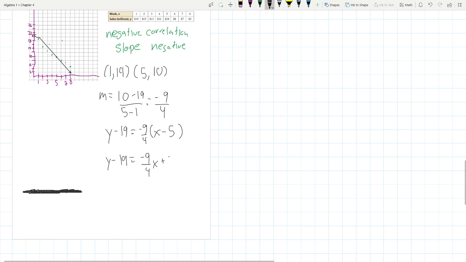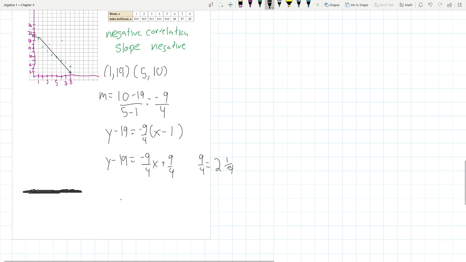Oh, whoops, I used the wrong number. That shouldn't be a 5. That should be a 1. Thought that was weird. Negative 1. So that makes positive 9 over 4. I'm going to tell you right now, 9 over 4 is the same as 2 1/4. I know I normally don't do this, but it actually makes this a lot easier.